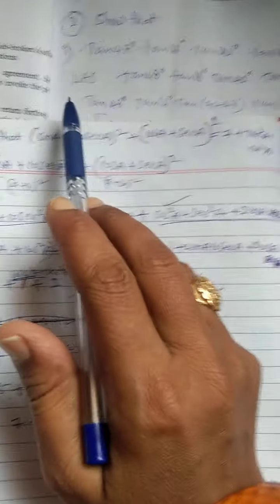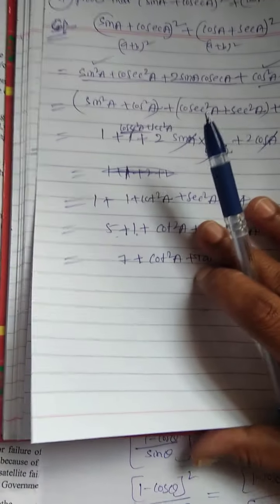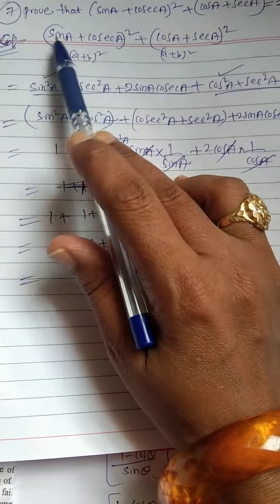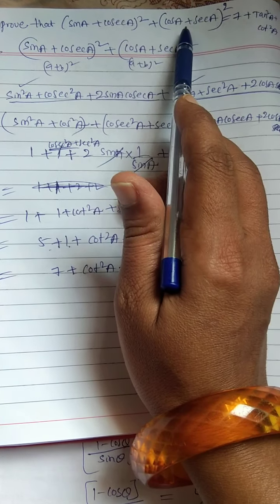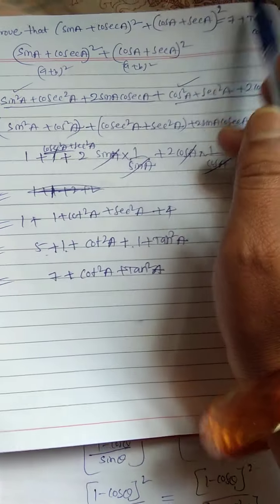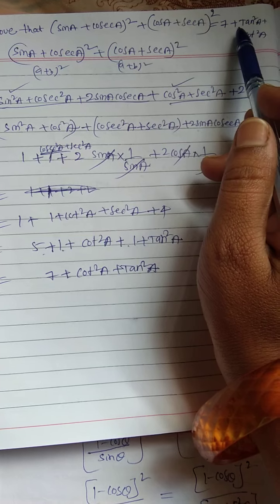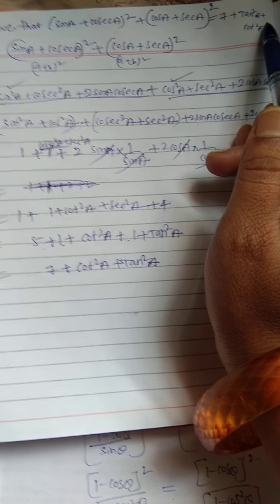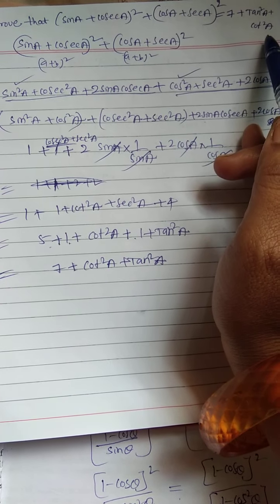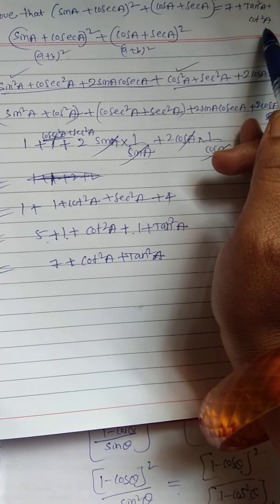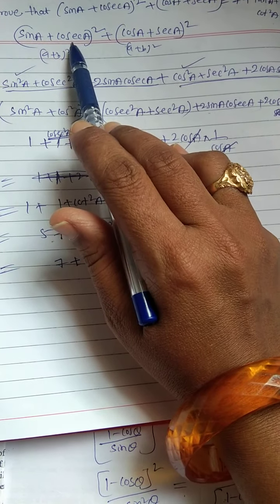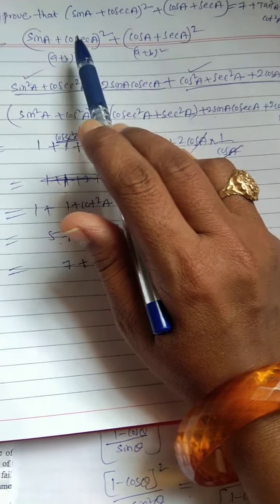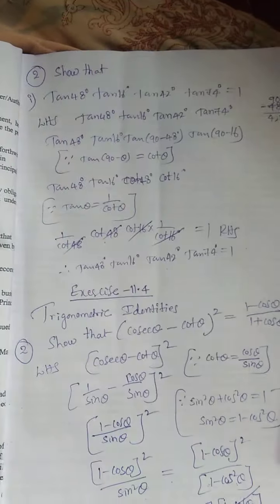7th question. See here. Prove that sin A plus cosec A whole square plus cos A plus sec A whole square is equal to 7 plus tan square A plus cot square A. Here, sin A plus cosec A. See friends, I am taking one more solution. See here, same question.